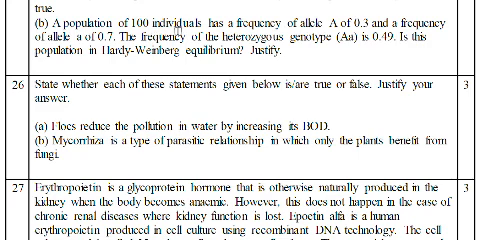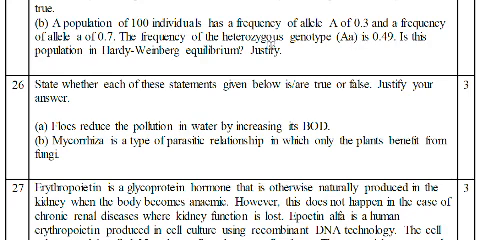A population of 100 individuals has a frequency of allele A of 0.3 and a frequency of allele small a of 0.7. The equation for the Hardy-Weinberg principle is p square plus 2pq plus q square. P square stands for the dominant alleles, q square stands for the recessive alleles, and 2pq stands for the heterozygotes, the capital A small a.